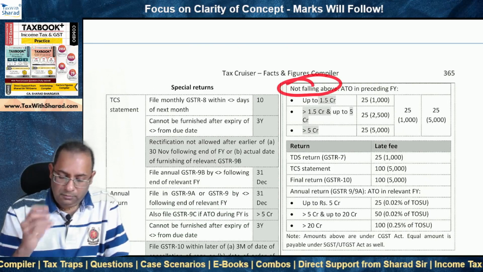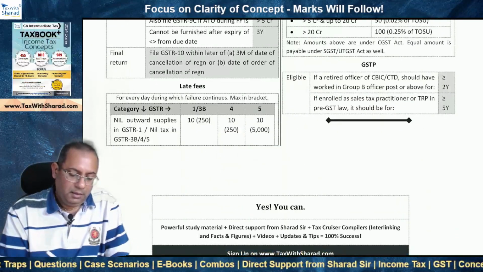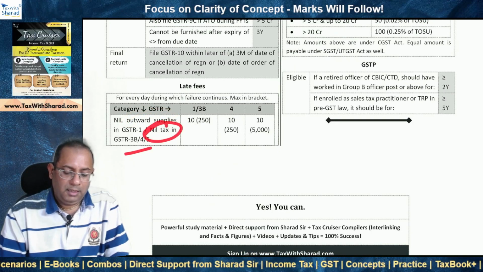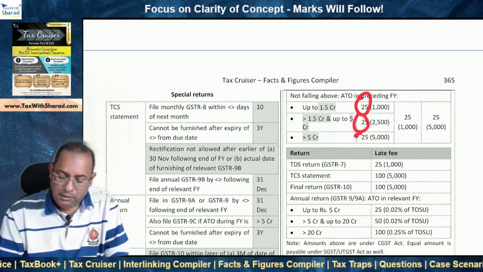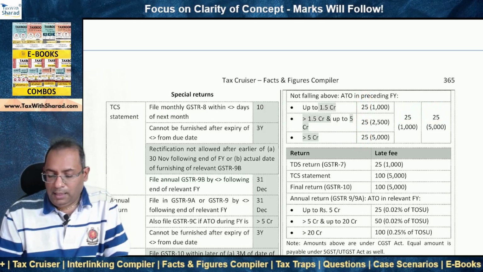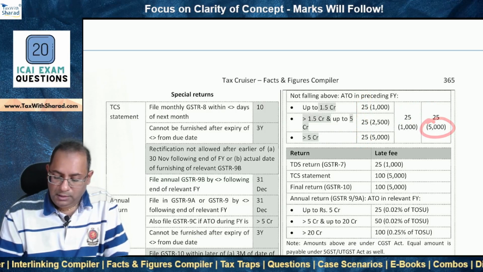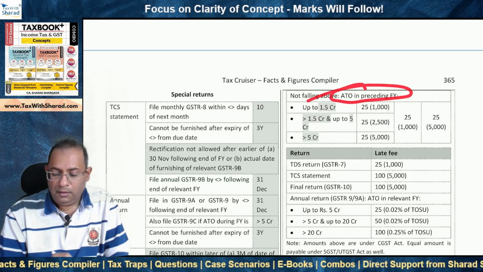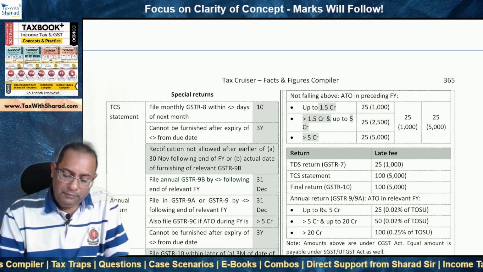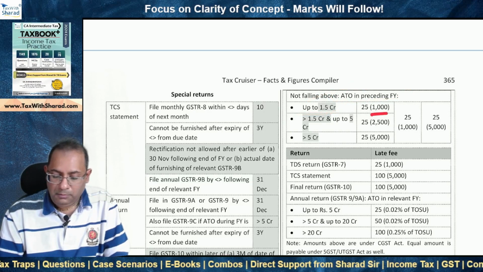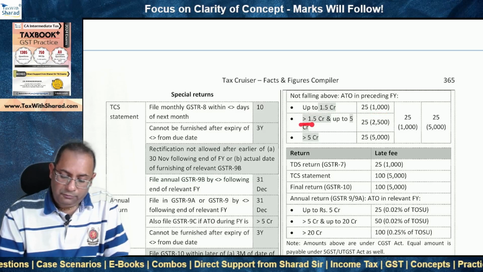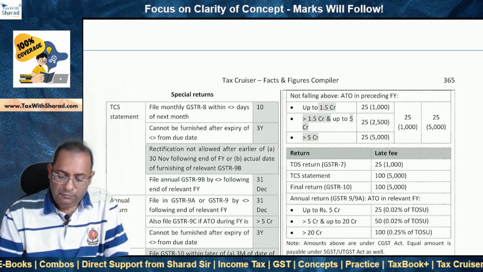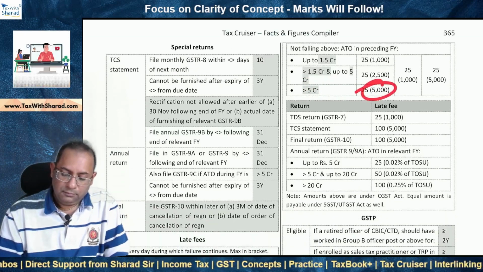Where the case is not as above, that means where there are outward supplies in GSTR 1 and where the tax is not nil in GSTR 3B, 4 or 5, the daily late fee is 25 rupees. For GSTR 5, the maximum is 5,000. For GSTR 4, the maximum is 1,000. And for GSTR 1 and 3B, it depends on the ATO in the preceding financial year. If it was up to 1.5 crore, then the maximum is 1,000. If it was more than 1.5 crore and up to 5 crore, then the maximum is 2,500. If it was more than 5 crore, then the maximum is 5,000.